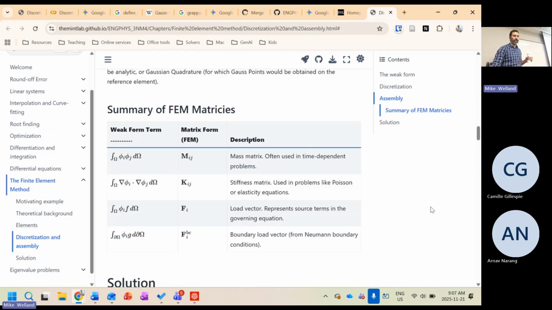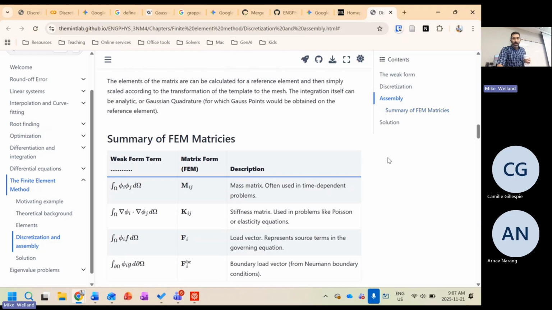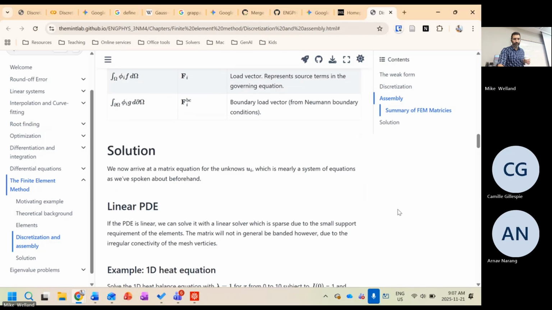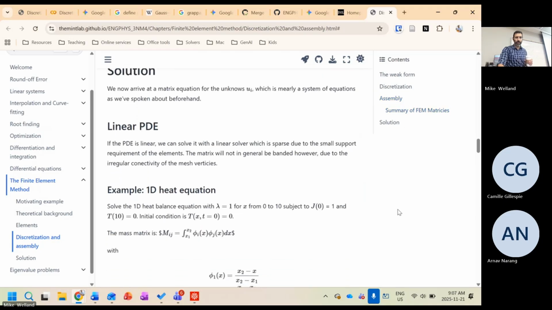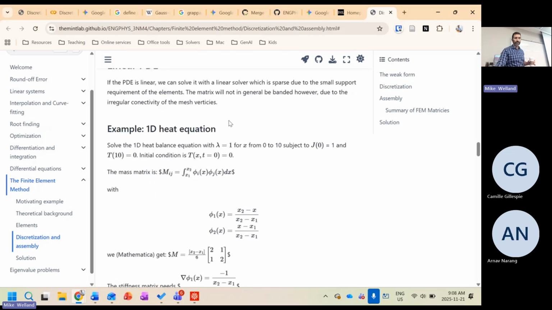This is a nifty little table about what they're all called. Yeah, we've got time for this. We've got a matrix system. If your PDE is linear, we can just solve it directly, and it's sparse because of that nice property of small support.